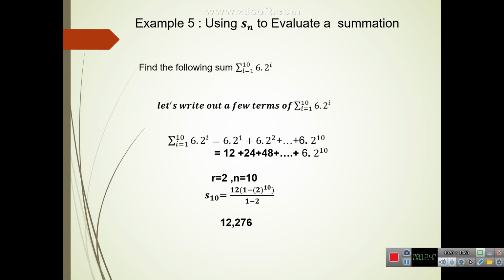The remaining examples we are going to discuss in the live discussion. So for this video we only saw example 1 through example 5. So I hope you understand the lesson well. If you have any question, you can ask me during our live discussion.